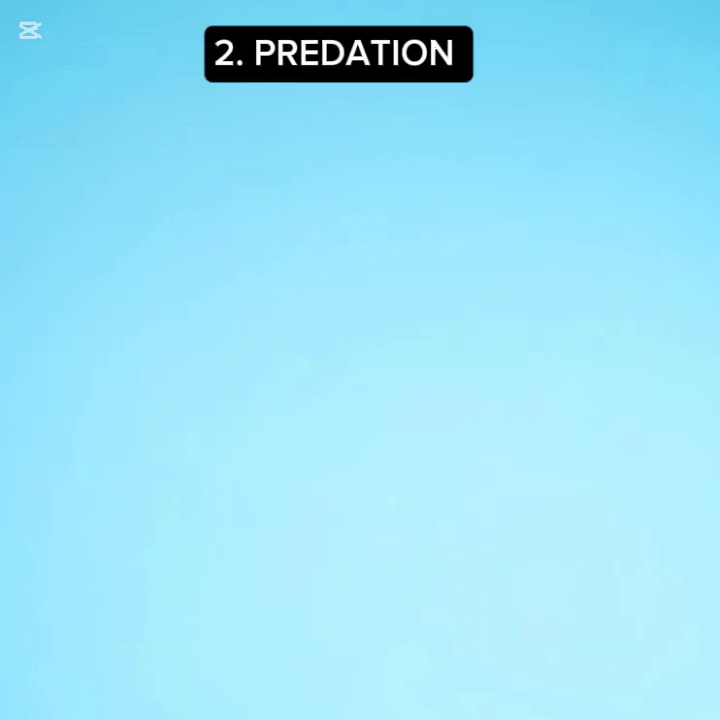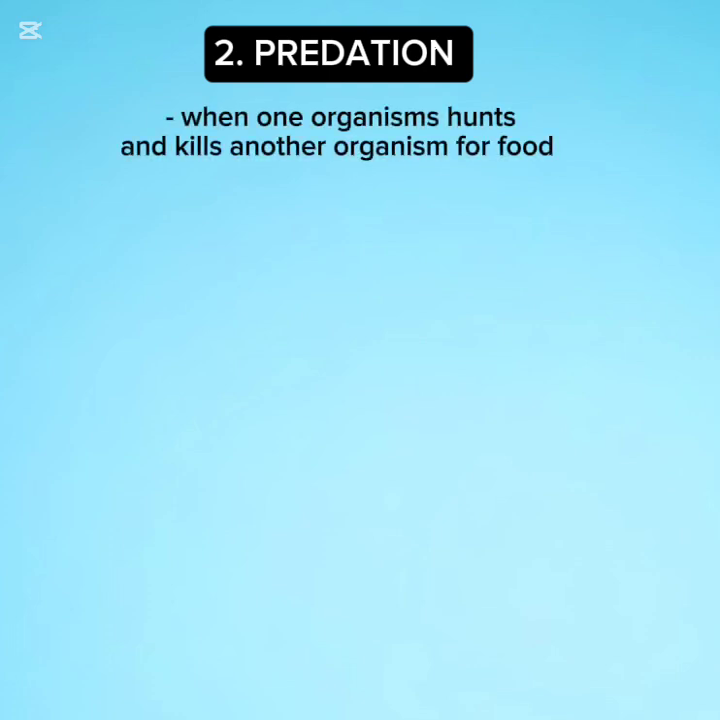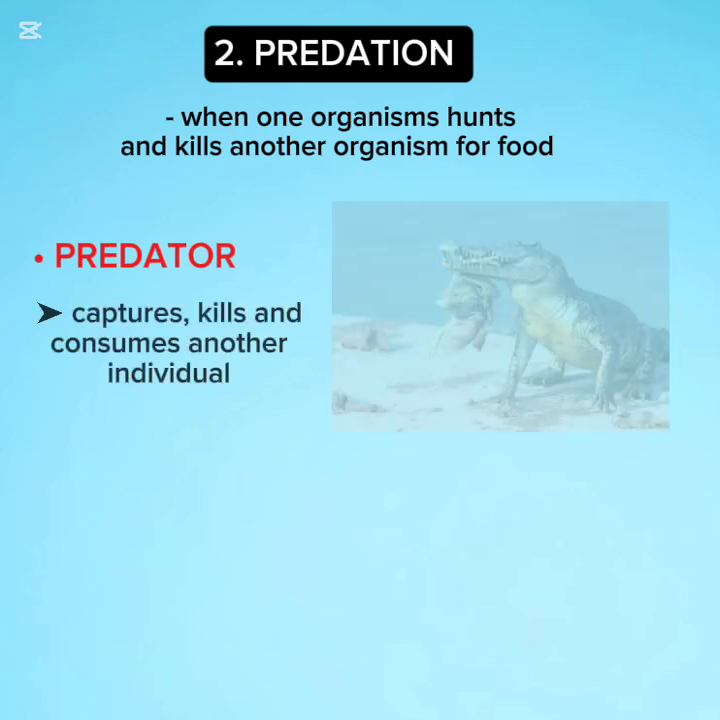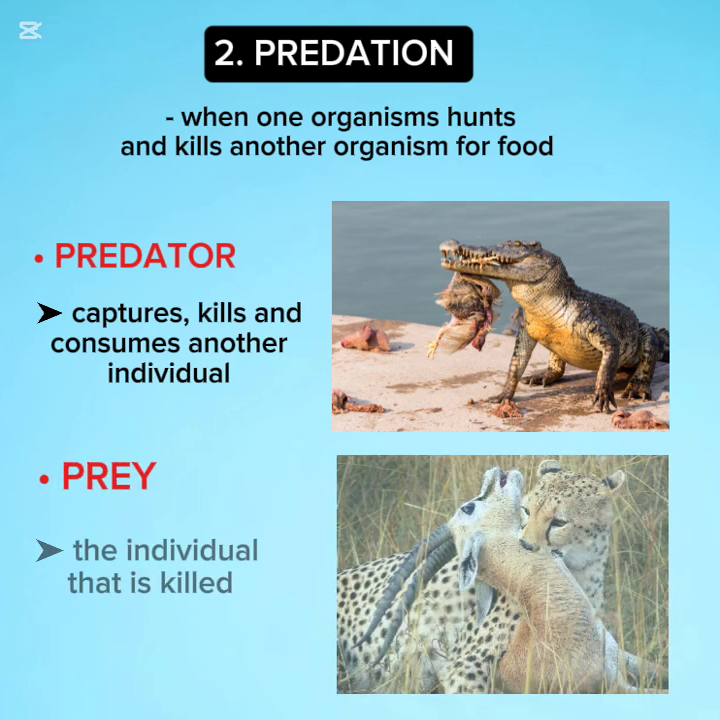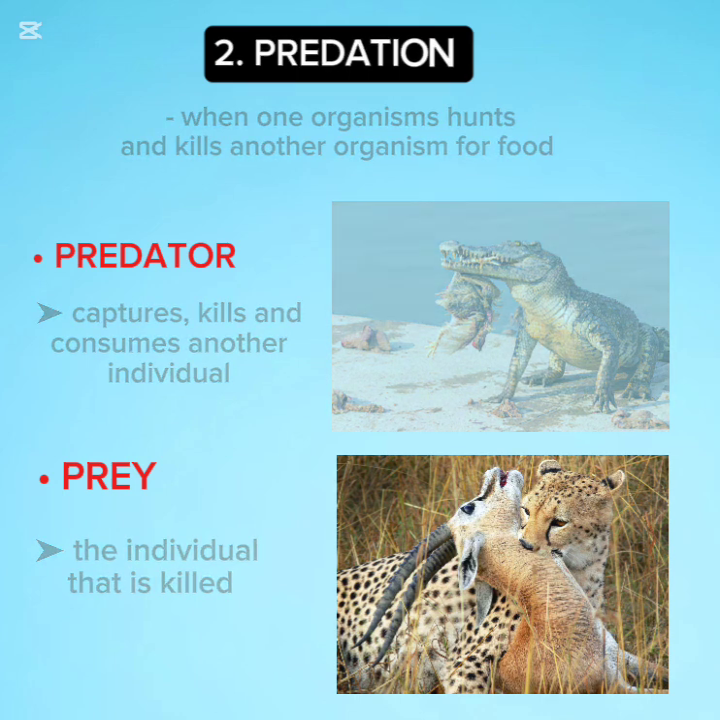And the second one is predation. Predation is a biological interaction where one organism, the predator, hunts, kills, and consumes another organism. This relationship is crucial for maintaining ecological balance as it helps control prey populations and shapes natural selection by driving evolutionary adaptations in both predators and prey.